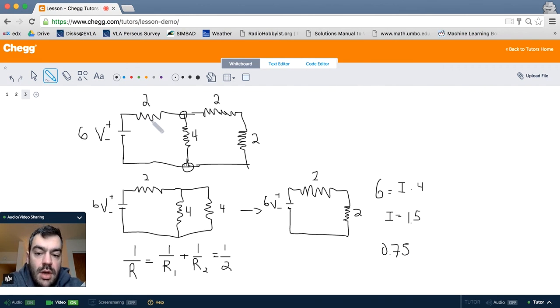So as of now, we've completely characterized the circuit. We know that 1.5 amps flows through the 2 ohm resistor, 0.75 of which flows through the 4, and 0.75 of which flows through the pair of 2 ohm resistors.